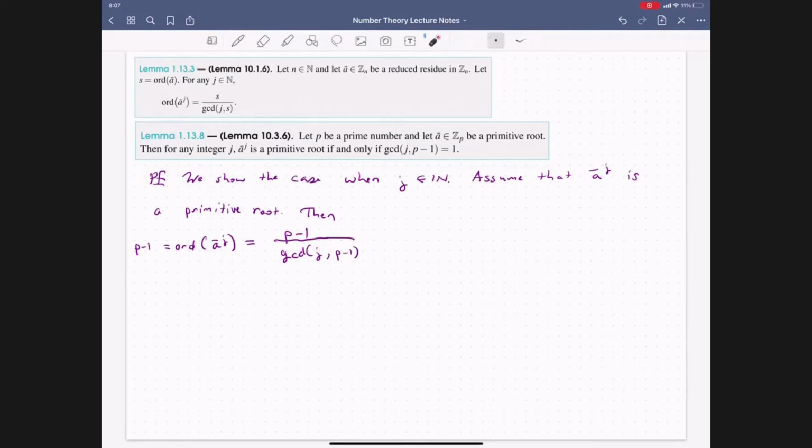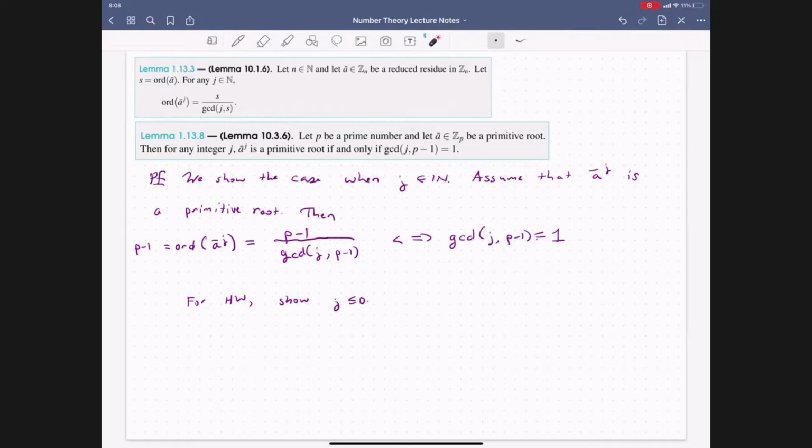But now we have that p minus 1 equals p minus 1 over the GCD, which is equivalent to saying that the GCD of j and p minus 1 is equal to 1, and so that finishes it off for j a natural number. And then for homework, you will show the case when j is less than or equal to 0.